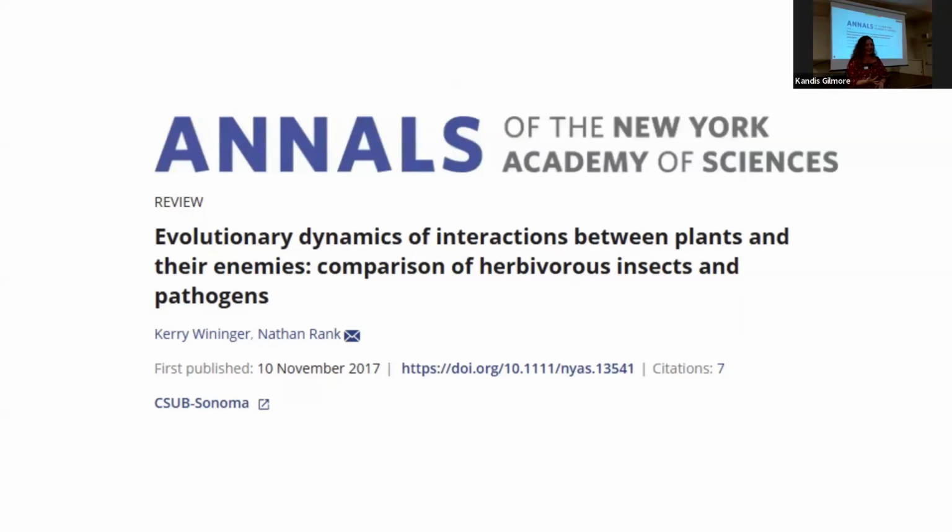Some of my colleagues, Nathan Rank and Carrie Winninger, wrote a literature review comparing interactions between plants and their enemies, comparing herbivorous insects and pathogens. If you're interested, there are papers there, but they do a really thorough literature review looking at the different types of gene for gene evolution and escape and radiate evolution and how these different concepts show up in different papers.